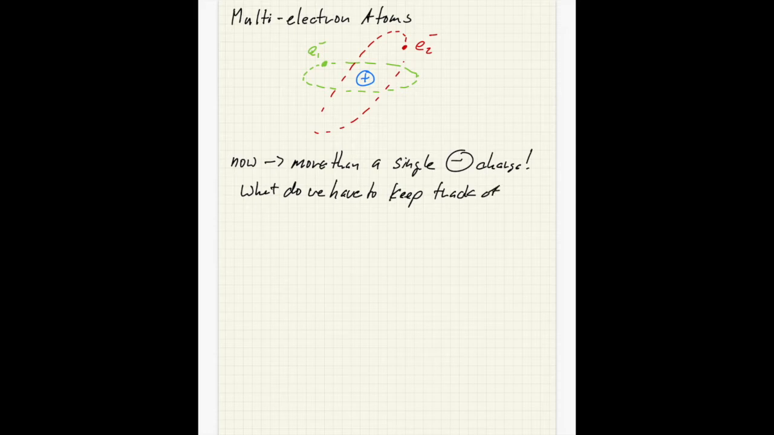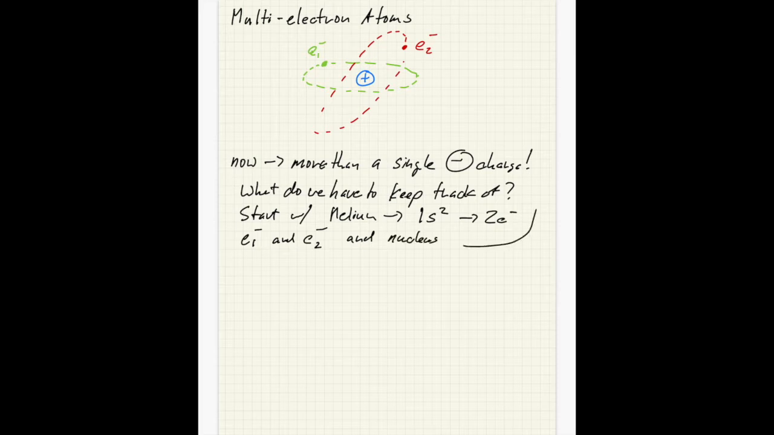Now, the first thing we have to think about is what do we have to keep track of in order to describe a multi-electron atom. So let's start with the simplest case, helium. Now, as we know, helium is a 1s2 electron configuration. You have two electrons moving independently about a positively charged nucleus of +2. So three things to keep track of: one electron, a second electron, and the nucleus.